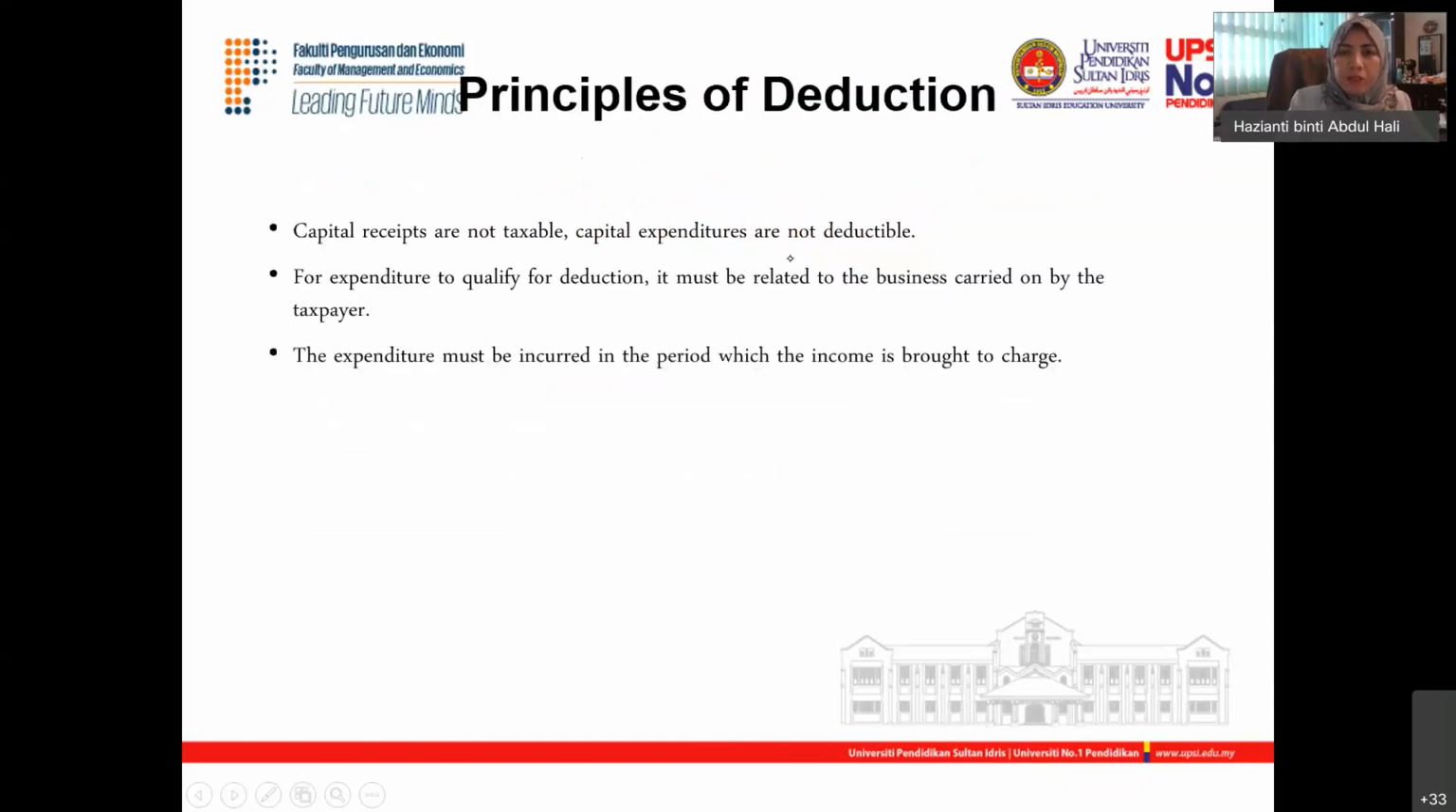Alright, so the principles of deduction: you cannot simply deduct the expenses related to the business. So first of all, the capital receipts are not taxable and the capital expenditure are not deductible. Okay.